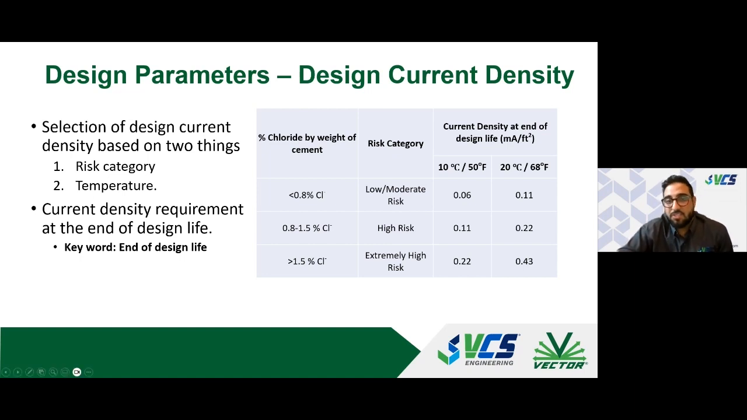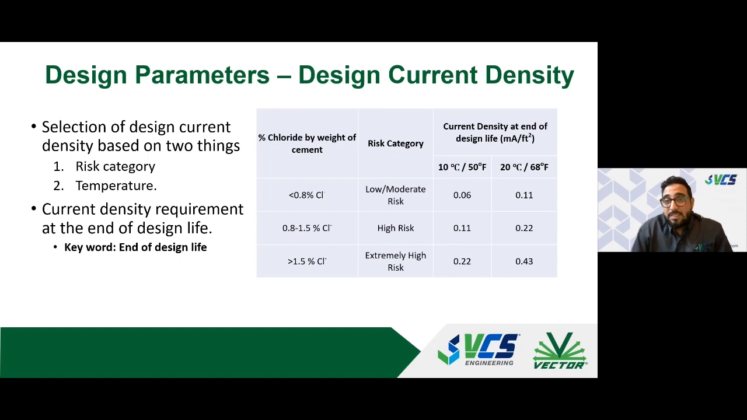So let's just assume we're in a high risk category, and if we look at mean exposure temperatures of 50 degrees Fahrenheit or less, we're at a current density of 0.11 milliamps per feet squared. And if our temperatures are elevated, let's say we're located in Florida, you can see that the current density at the end of design life is almost doubled. It's 0.22 milliamps per feet squared.